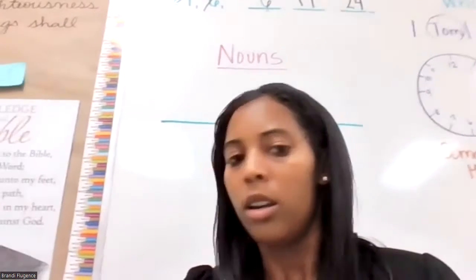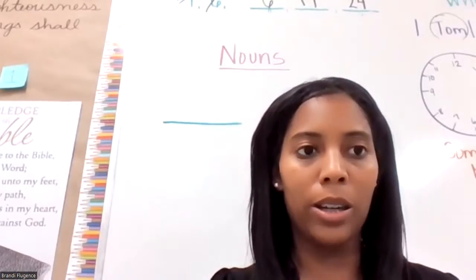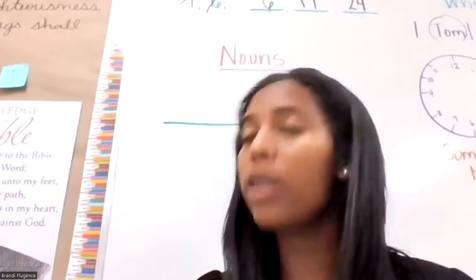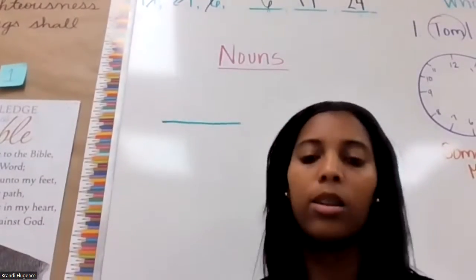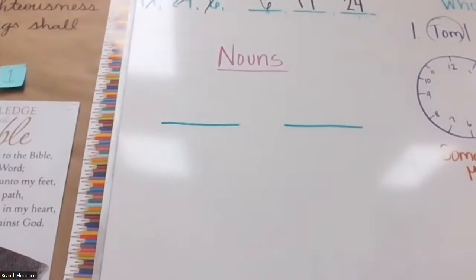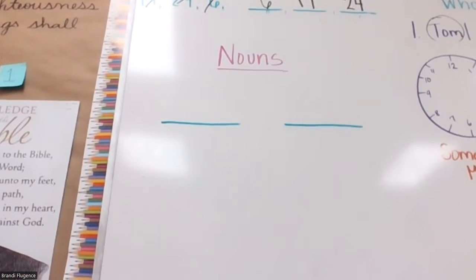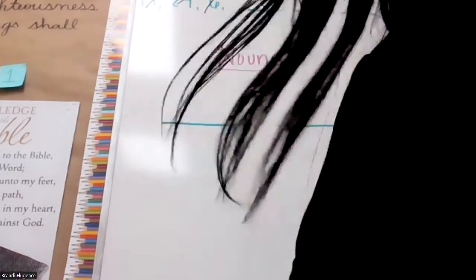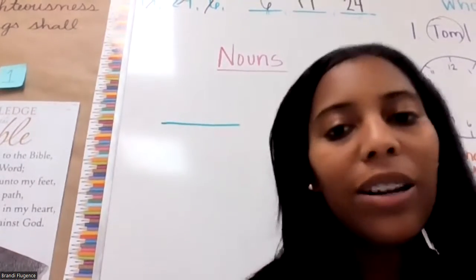Nouns. So I'm going to ask you guys, what is a noun? Tell me. A noun is the name of a person, place, thing, or idea. Okay, good. A noun is the name of a person, place, thing, or idea. So a noun is those four things.